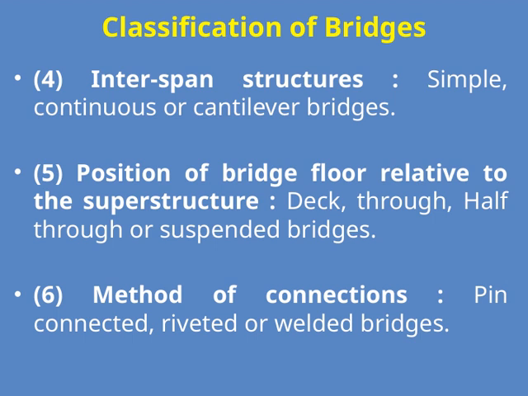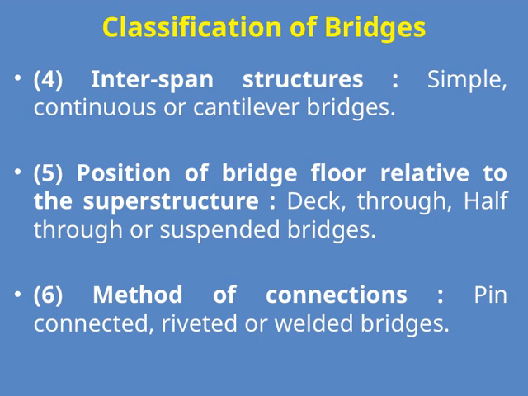Next, we consider the position of the bridge floor relative to the superstructure. This is an important design aspect that affects both the aesthetics and functionality of a bridge. We have decks, which are level surfaces for traffic, through bridges, where the roadway passes through the structure with supporting towers or piers on the sides, half-through bridges, which are a hybrid, with part of the structure passing through and part supporting the deck, and suspended bridges, where the deck hangs from cables, allowing for longer spans and elegant designs.